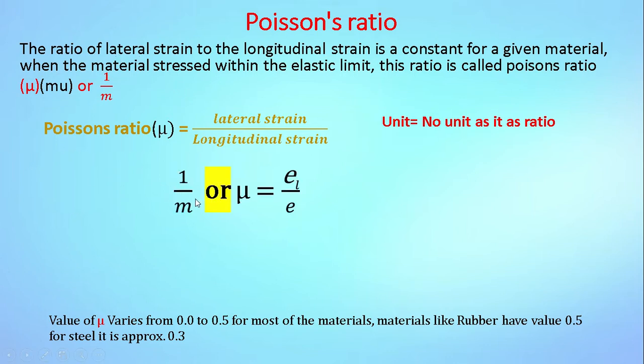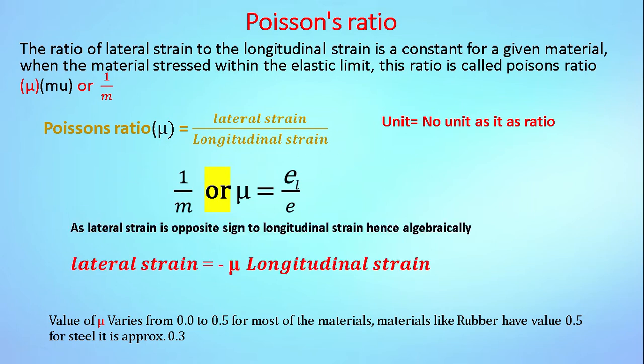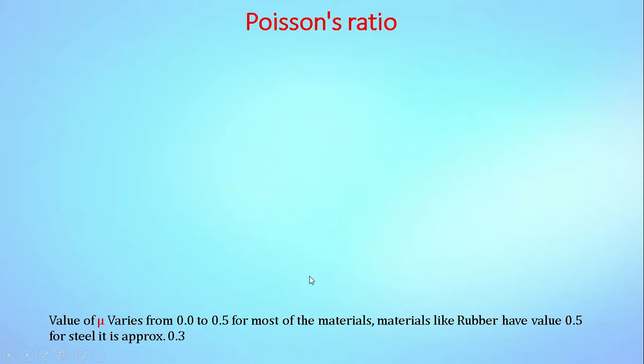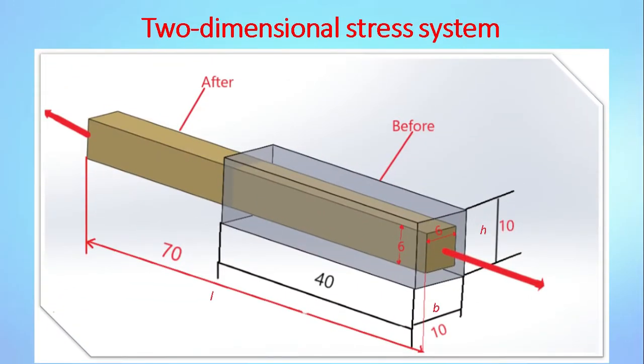Mathematically, 1 by m or mu is equal to e_L divided by e. e_L is a notation for lateral strain and small e is a notation for longitudinal or linear strain. As lateral strain is opposite in sign to the longitudinal strain, hence algebraically lateral strain is equal to minus mu multiplied by longitudinal strain.